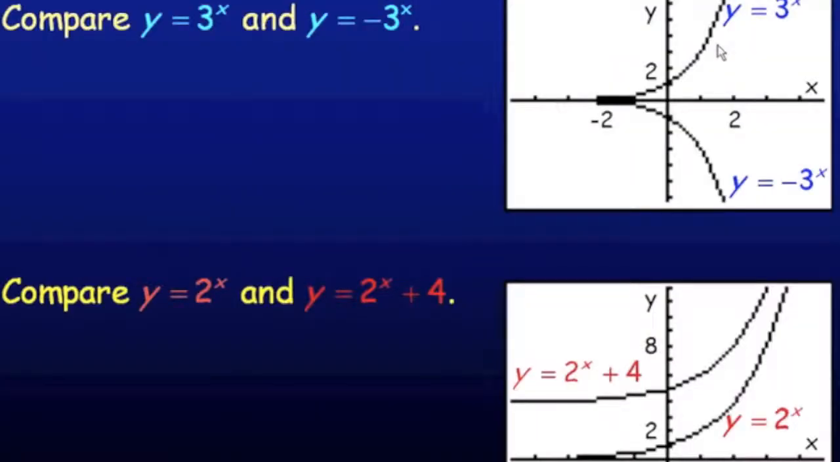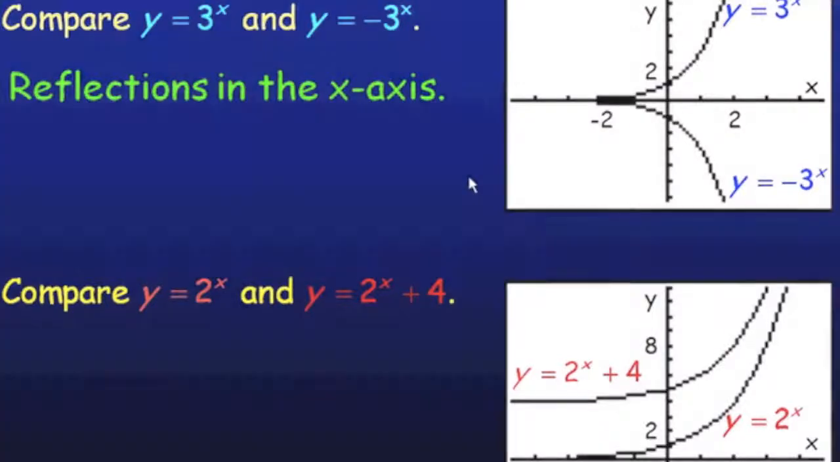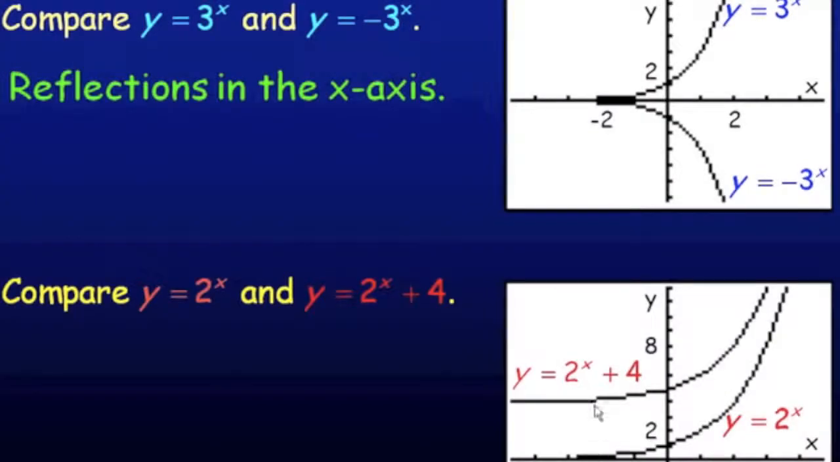And what that does graphically is it reflects the graph in the x-axis. And so y equals 3 to the x and y equals negative 3 to the x are reflections of each other in the x-axis. Notice that the 2 to the x plus 4 graph has been raised 4 units from the original y equals 2 to the x graph.